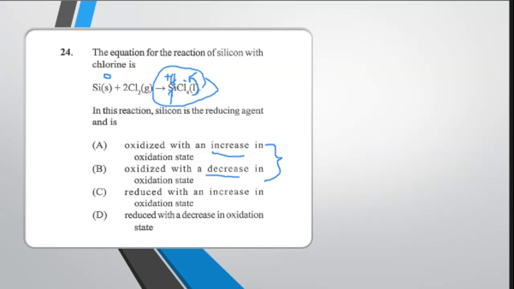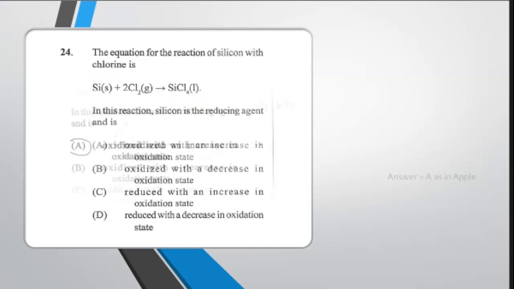It went from silicon being 0 here, with no charge on it, to being silicon +4, because it's now bonded to chlorine, which is -1, and we have 4 chlorine atoms present. So the answer to this question should be A, as in apple. It is oxidized with an increase in the oxidation state. The answer to the question is A, as in apple.